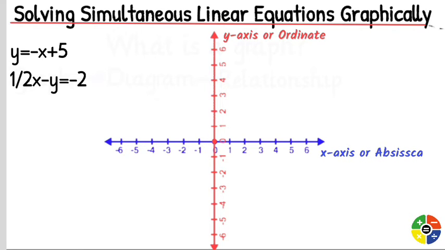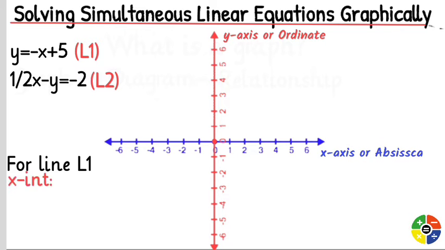Letting y = -x + 5 be line L1, and half x - y = -2 be line L2, we begin by finding any 2 points on these lines. Considering line L1, since it is of the form y = mx + c, we can find its intercept with the y and x axis.